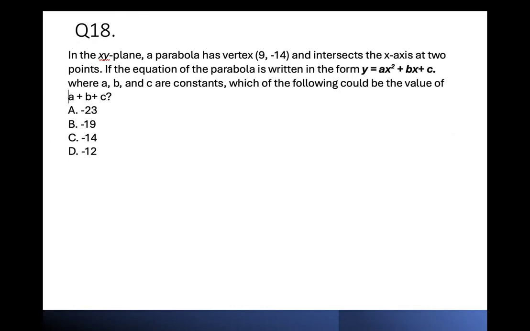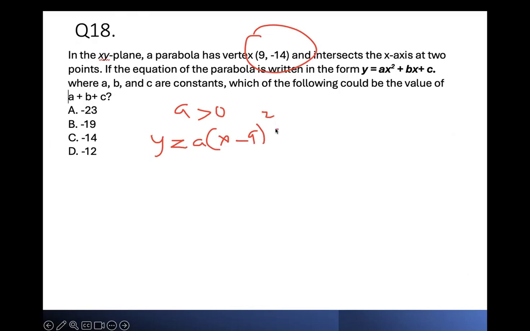You can get them at once. Once again, get them at once. Whenever they say a plus b plus c, try and see if you can get them at once. I know a has to be greater than 0. And when they give me the vertex, I know y is equal to a(x minus 9) squared minus 14. That is already taken care of.